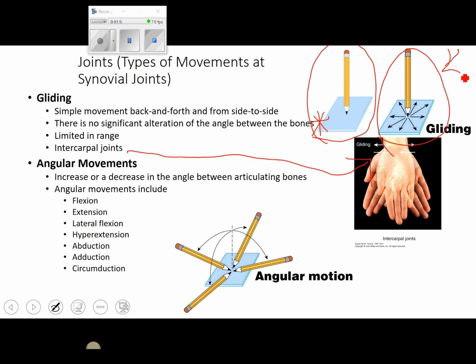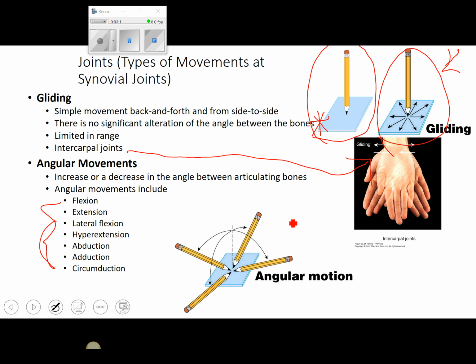Next we have your angular movements. These are movements that increase or decrease the angle between the two articulating bones. Some examples we're going to go over on the next few slides are flexion, extension, lateral flexion, hyperextension, abduction, adduction, and circumduction.